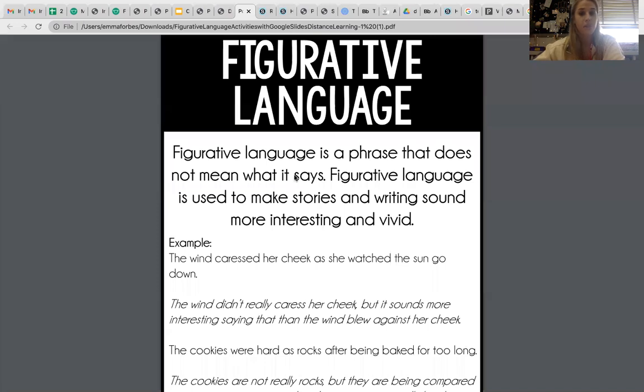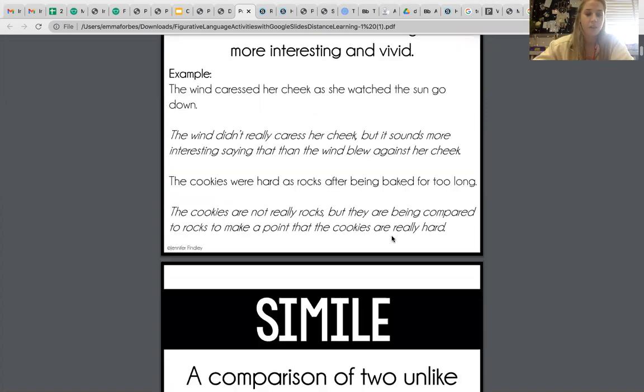We are reviewing figurative language. So let me share my screen. Because we have already studied this and done a lot of work on it, I'm going to quickly go through these, and you would definitely be like, oh, I remember this. Well, I hope so. Figurative language is a phrase that does not mean what it says. It is used to make stories and writing sound more interesting and vivid.